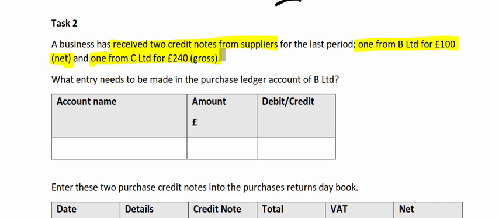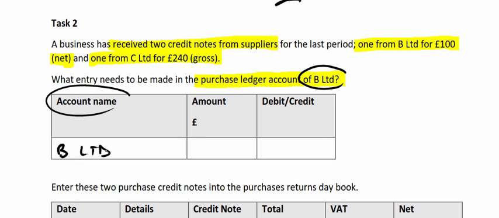We're then asked what entry needs to be made in the purchase ledger account of B Limited. Because just like the sales ledger lists the individual amounts owed by credit customers, the purchase ledger lists the individual amounts we owe to credit suppliers. And B Limited, they're one of our credit suppliers, so they will have a purchase ledger account. So actually, in terms of the account name, well, because the purchase ledger contains individual accounts for each supplier, the account name will actually be to B Limited's account.